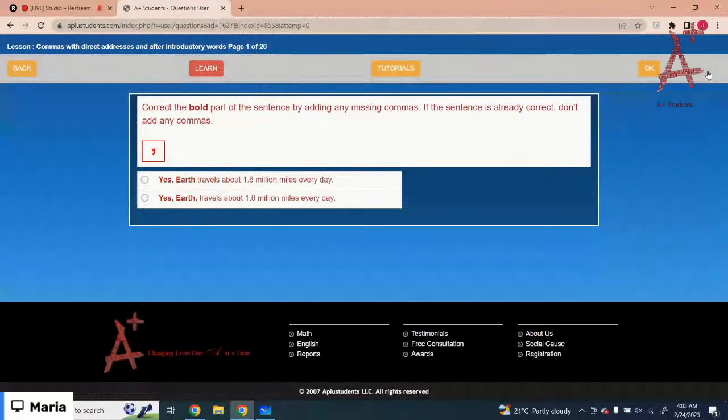Option number 1 is the correct option. You just have to put a comma right after yes. Got it? And the rest of the sentence goes as it is. Earth travels about 1.6 million miles every day. Option number 1 is the correct option.